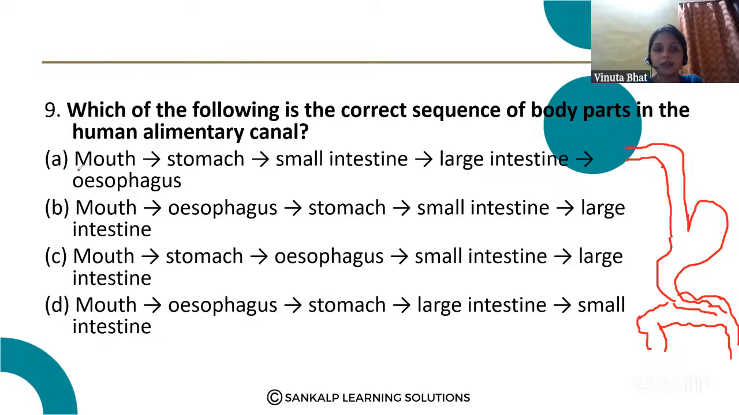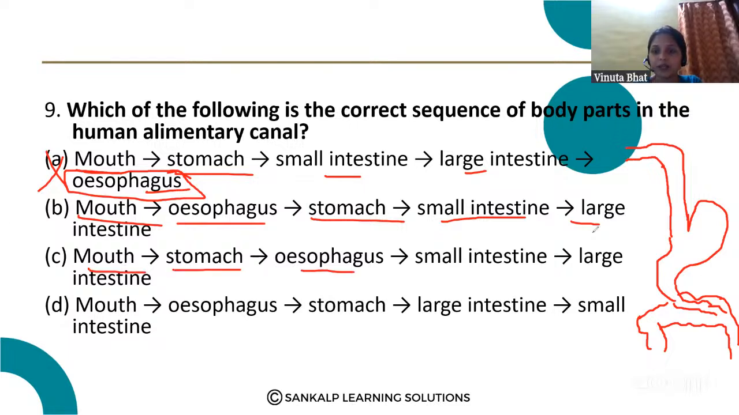So let us check the correct option: mouth, stomach, small intestine, large intestine, esophagus. So here the esophagus is at last, so it is not a correct pathway. Mouth, esophagus, stomach, small intestine, large intestine. Yes, that is in the correct manner, but let us check the next option. Mouth, stomach, esophagus. So the stomach is before the esophagus, so this is also a wrong one.